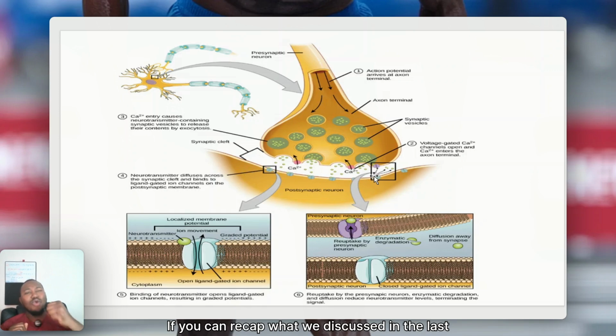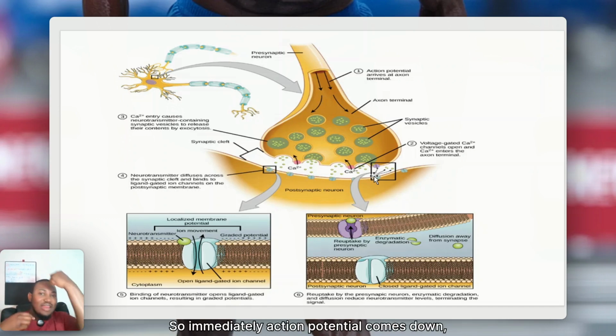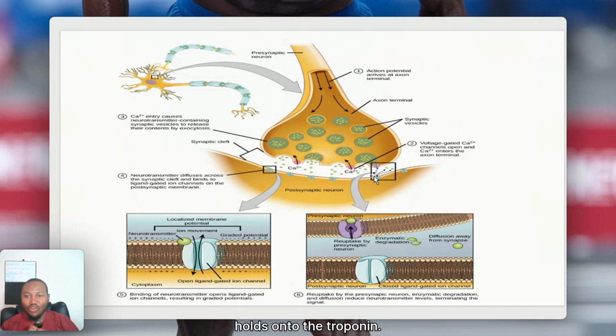If you can recap what we discussed in the last video, immediately action potential is triggered in the muscle fiber, right? The action potential enters into the muscle fiber, into the muscle itself, through the T-tubule. So it rushes down through the T-tubule. Immediately, remember, there's two systems, which is the sarcoplasmic reticulum, right? Housing the calcium in the muscle fiber. So immediately the action potential comes down, it pushes the calcium out. The calcium rushes to troponin, holds onto the troponin. Then the troponin will move the tropomyosin. The tropomyosin is blocking the active site of actin.